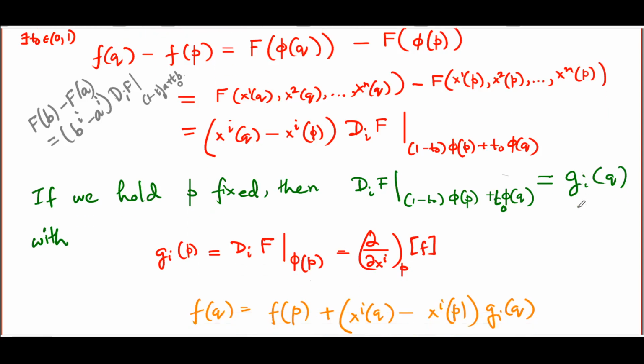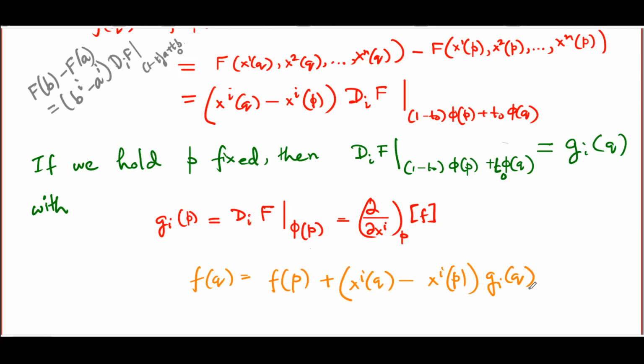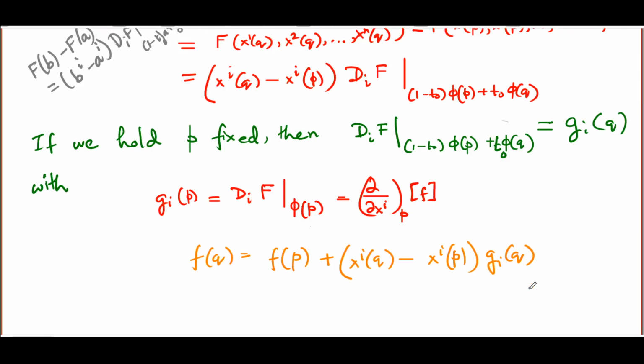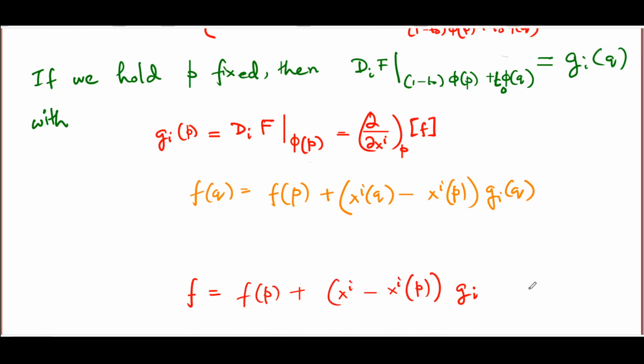So what we have written here can simply be written down as f at q is f at p plus xi(q) minus xi(p) at p times gi(q). Or in other words, in terms of these functions gi, because there are n of them, f the function, note that this is true for all points q inside that domain, so at least locally, f that function is given by f of p plus xi minus xi's value at p into gi.